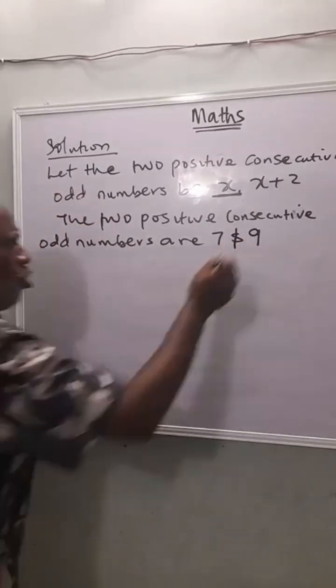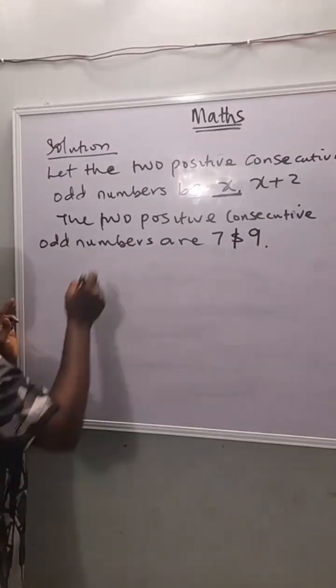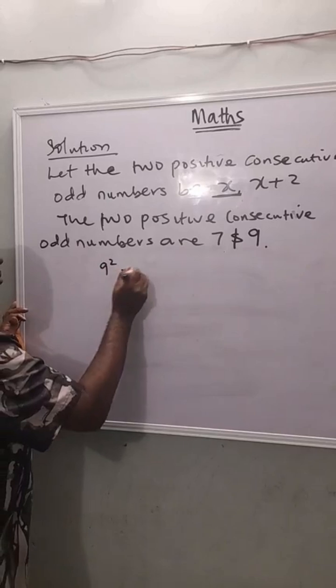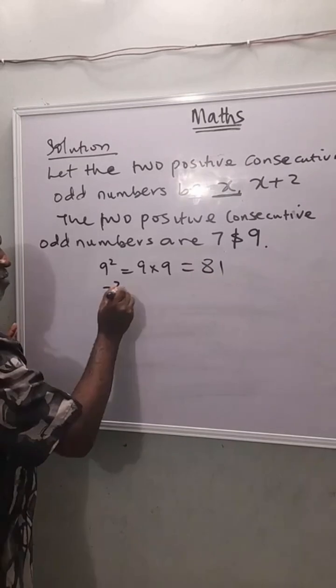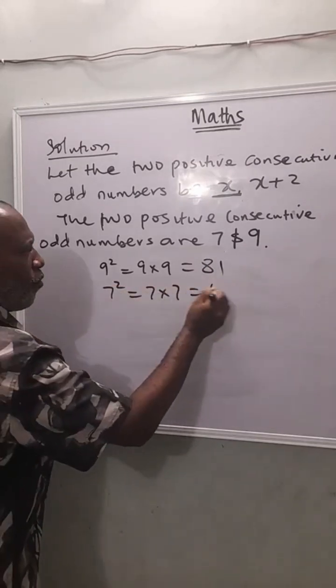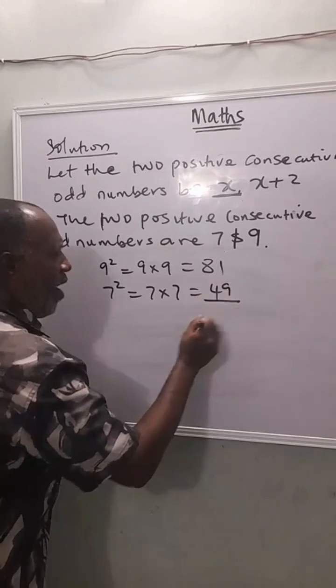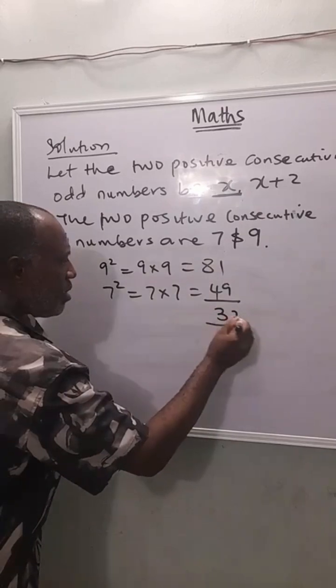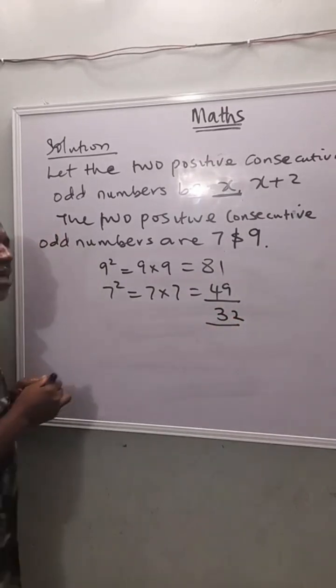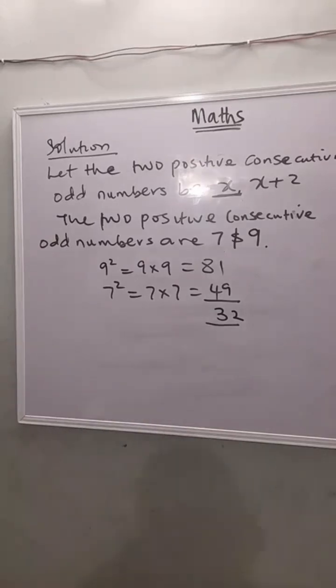9. To prove what we have done, if you square 9, it means 9 times 9, which is what? 81. If you square 7, it means 7 times 7, which is what? 49. When you find the difference, it will be what? 32. That shows that justice has been done to this solution.